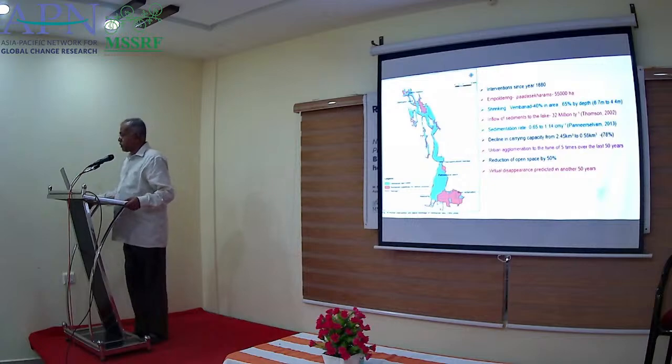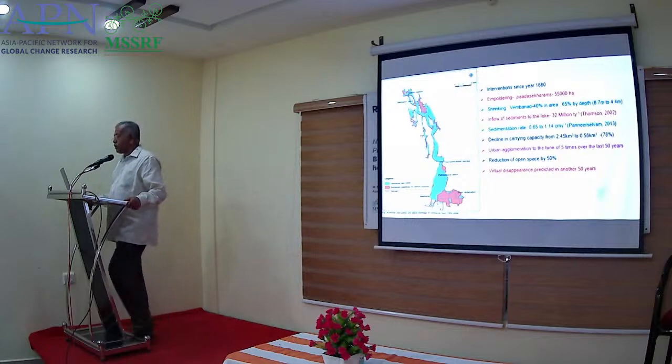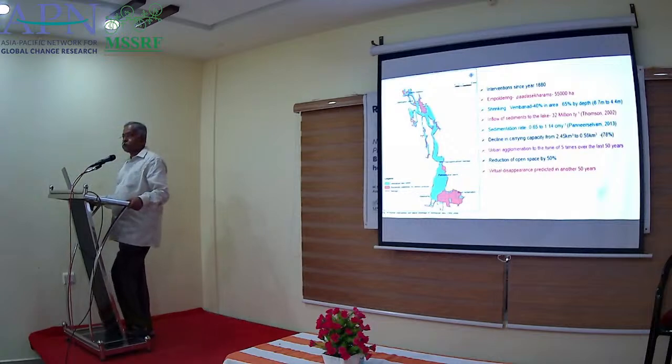Almost about 32 million tons per year of sediments flow into Vembanad through these rivers. There are 5 rivers joining Vembanad. Pamba is the biggest river, so naturally it may be taking more sediments. And sediments are flowing because we do not have proper catchment protection. So sediment flows, and the sedimentation rate in the lake is almost about 0.65 to 1.14 centimeter per year.